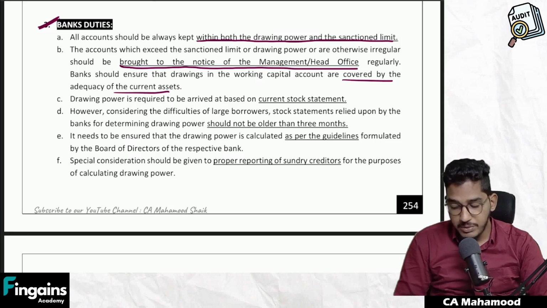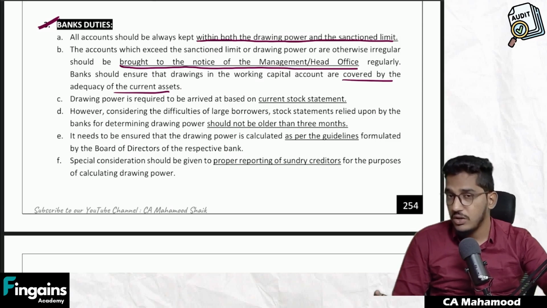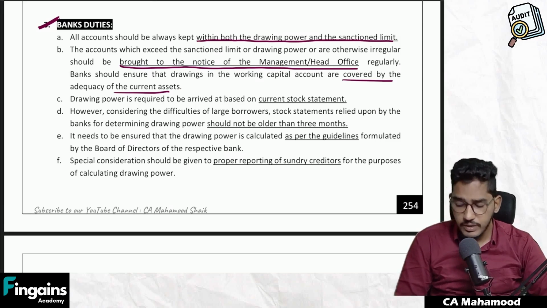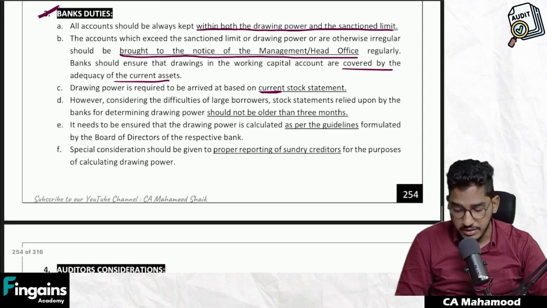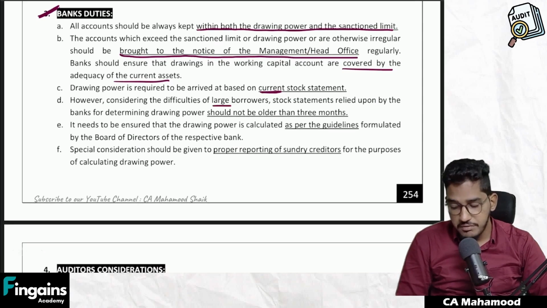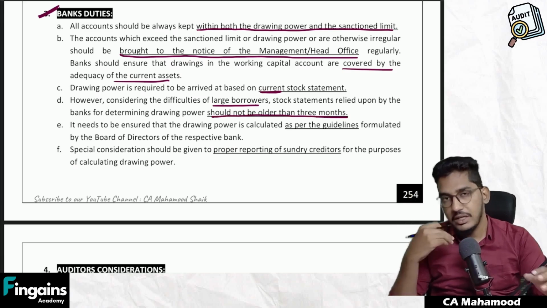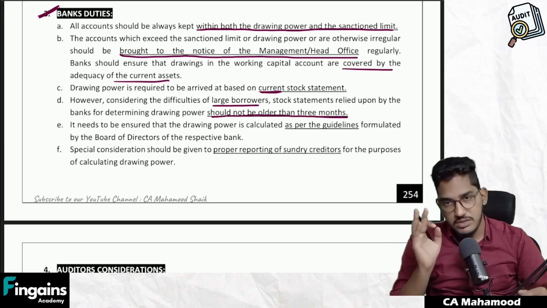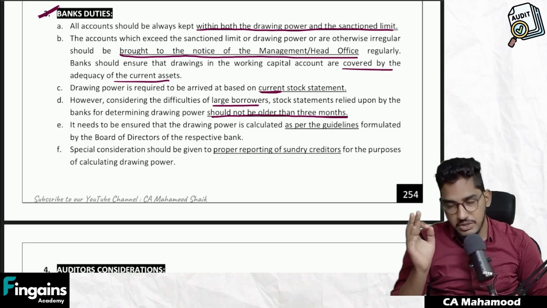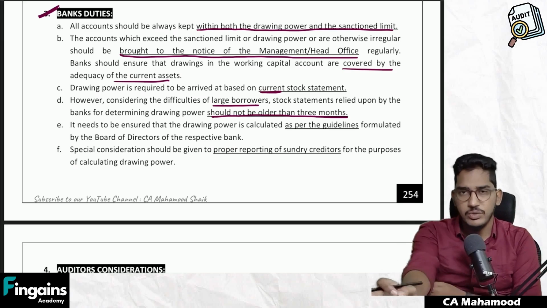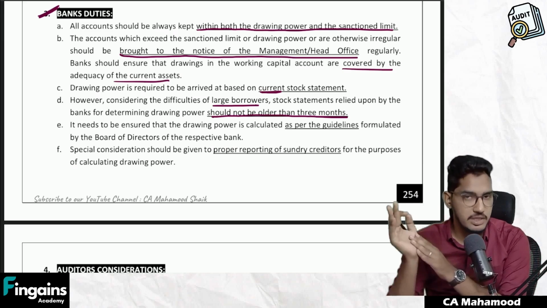Drawing power is required to be arrived at on the basis of the current stock statement. And that too, you should calculate the drawing power on the basis of recent stock statements, not the old stock statements. That is the meaning of current stock statement. However, considering the difficulties of large borrowers, stock statements relied upon by the banks for determining drawing power should not be older than 3 months. That is what I try to put in another way: the stock statements should not be older than 3 months, which means every bank must try to get stock statements at least once in every 3 months.